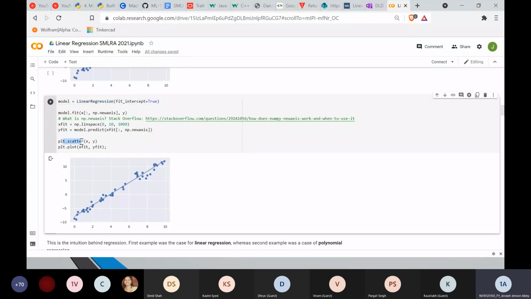All right. So plt.scatter is a scatter plot. plt.plot with xfit comma yfit is the line which we are getting. I explained the concepts to you. The module does the same thing, right? So you don't need to code explicitly.